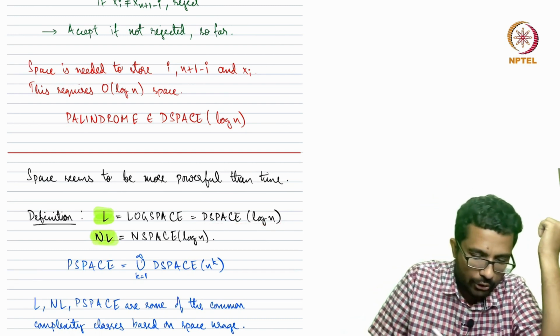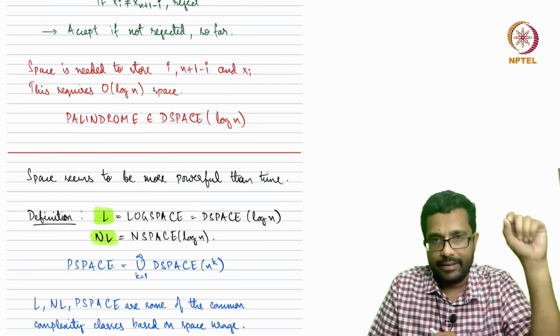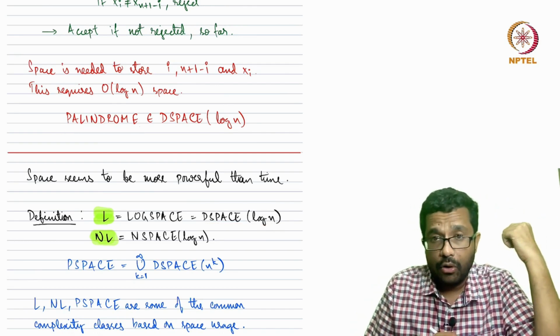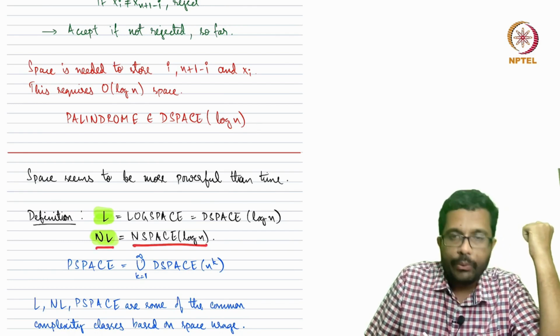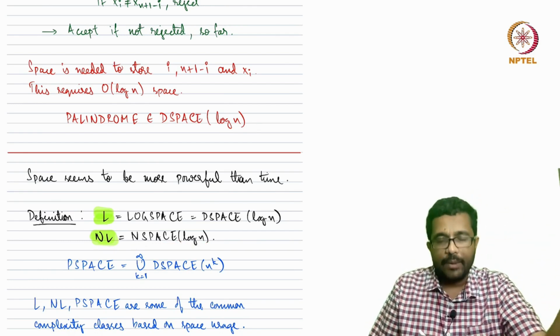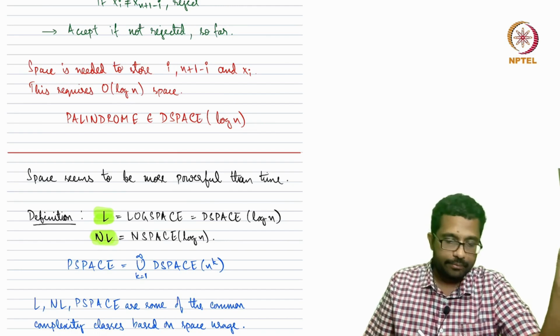Right. So actually palindrome is in L. It is just the letter L, which stands for O(log n) space, and NL is the non-deterministic equivalent of that. It's the same amount of space but with non-determinism.